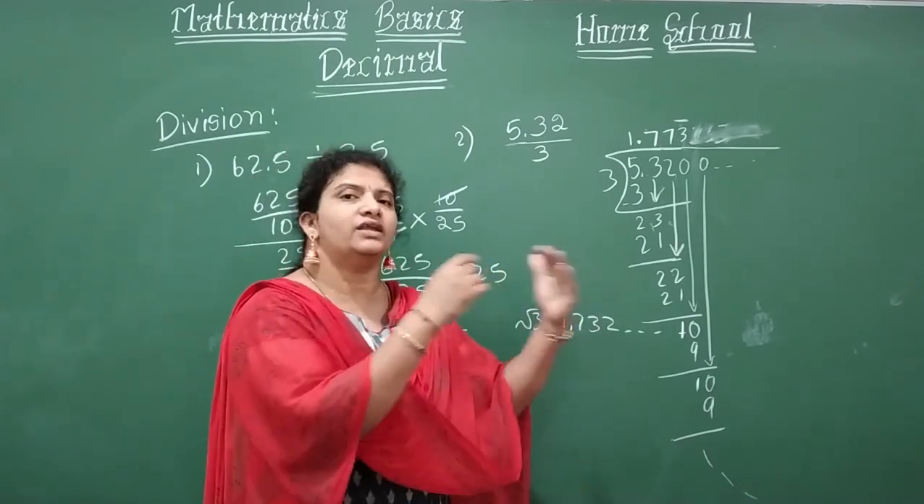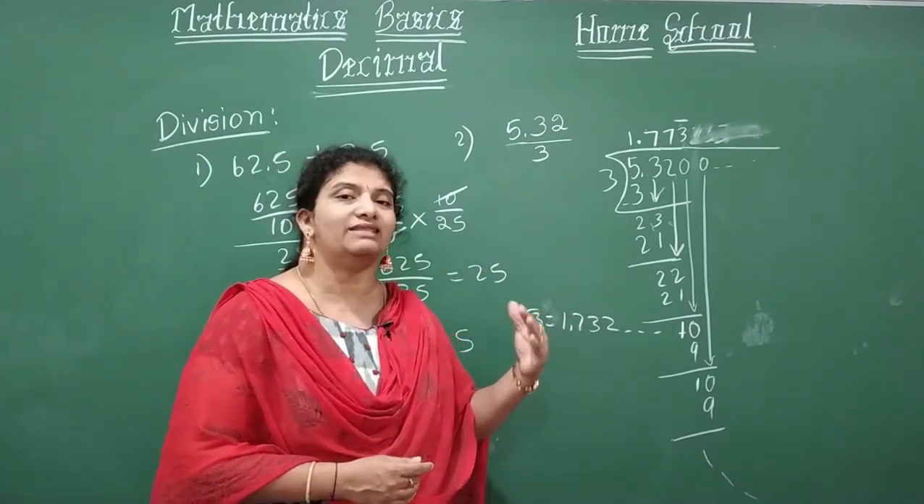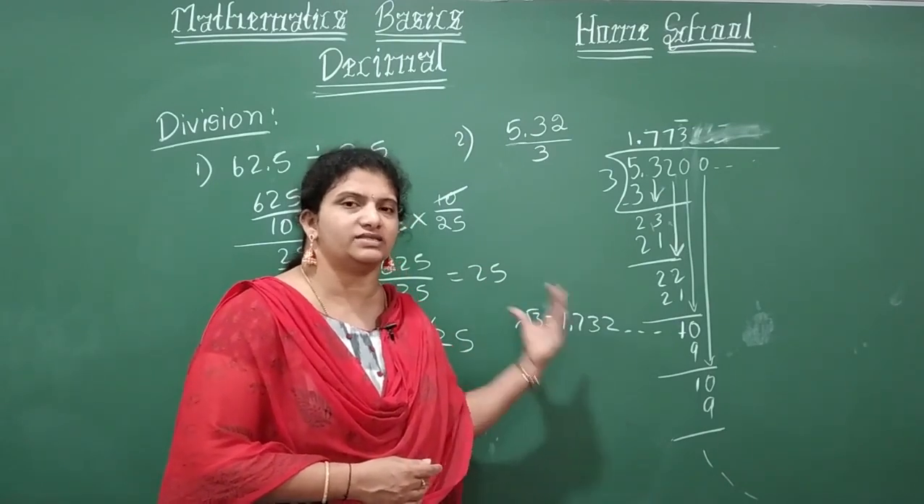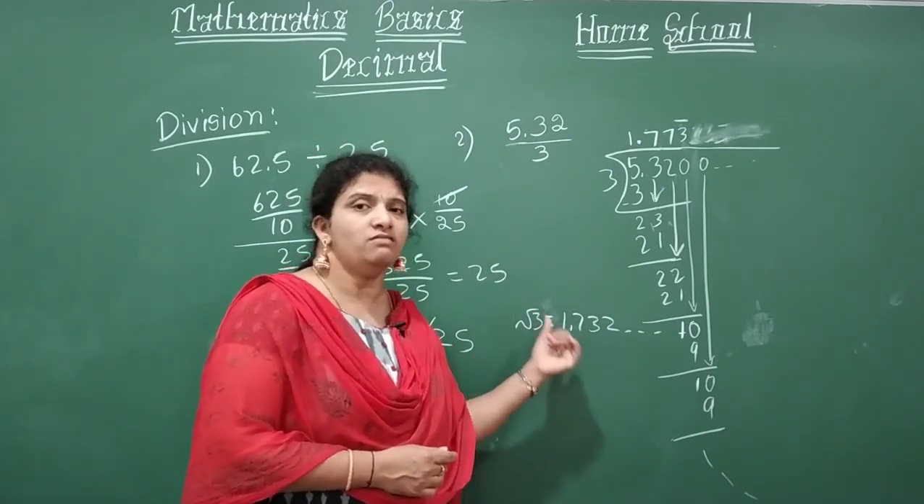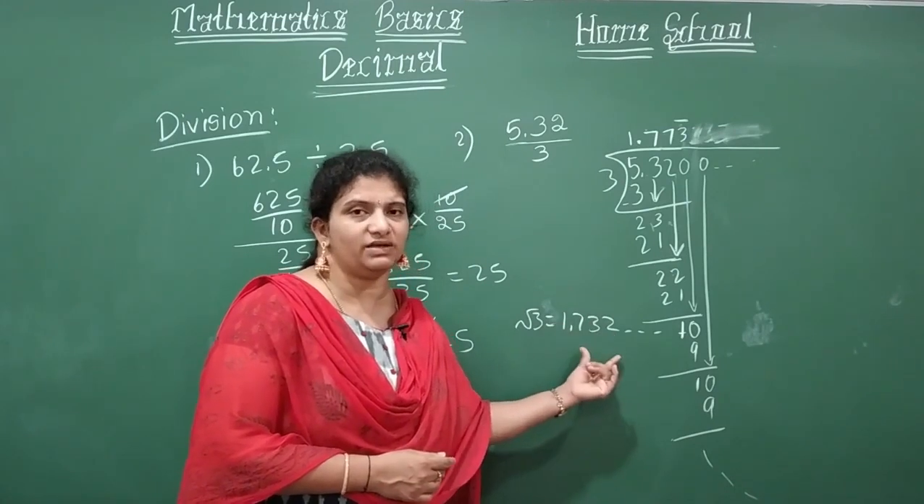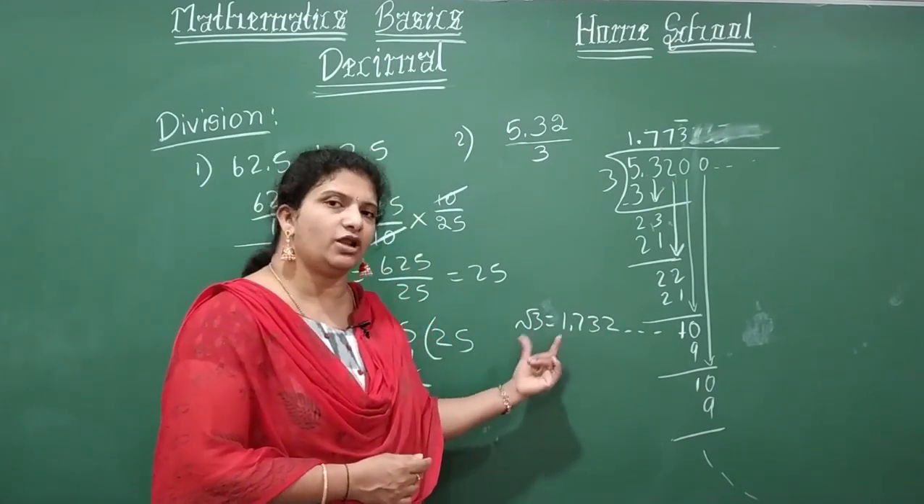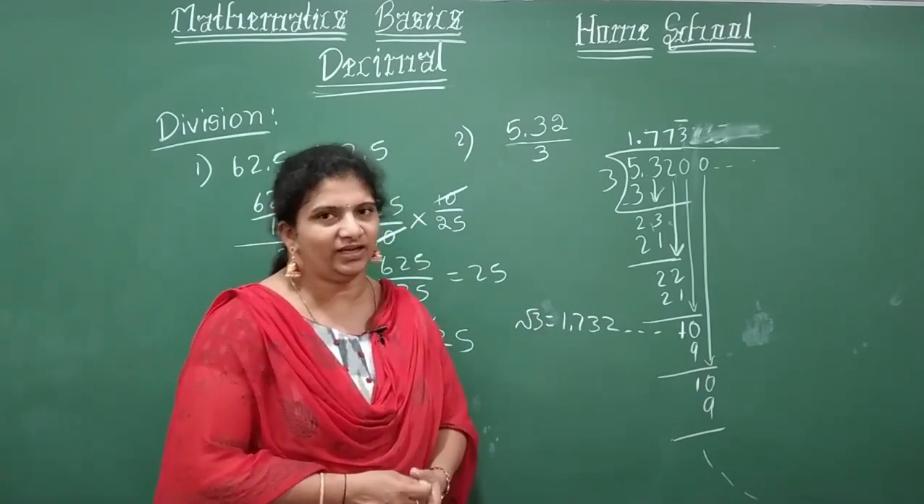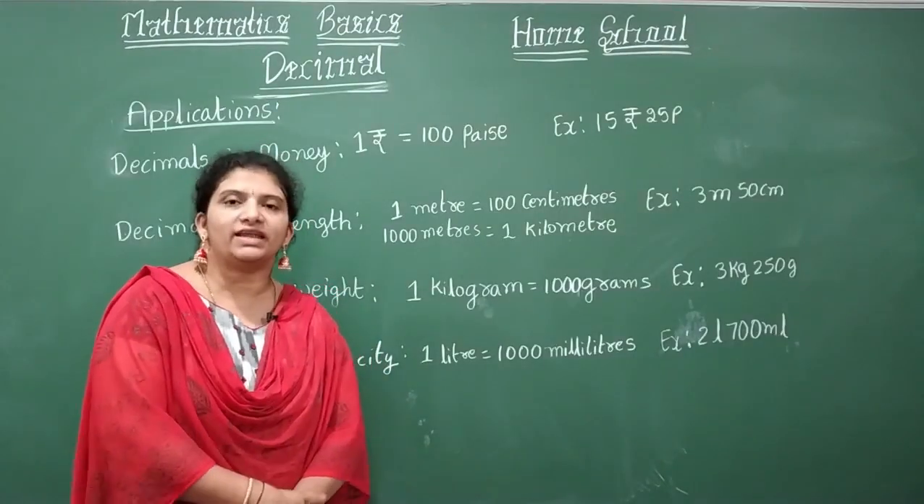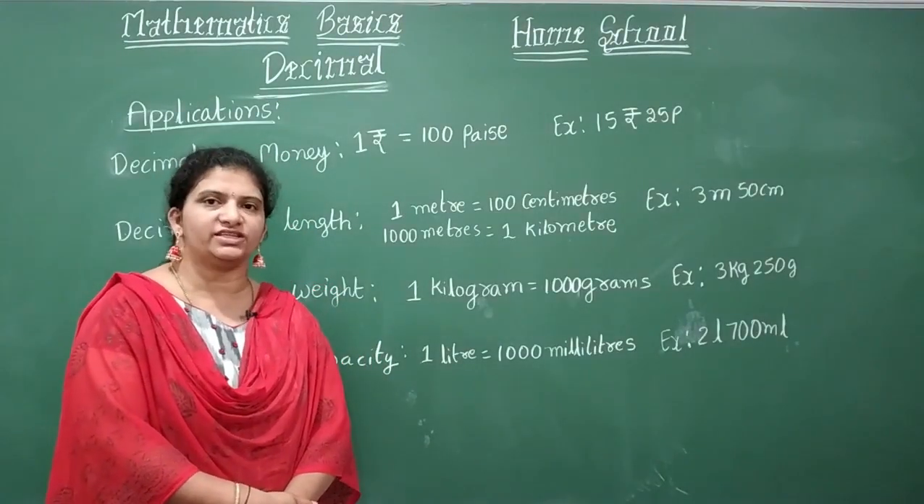Like this, continuous, some other numbers are there. Then these types of decimals are called non-terminating, non-recurring decimals. All irrational numbers are non-terminating and non-recurring decimals. Okay children, now let us see the decimal applications.